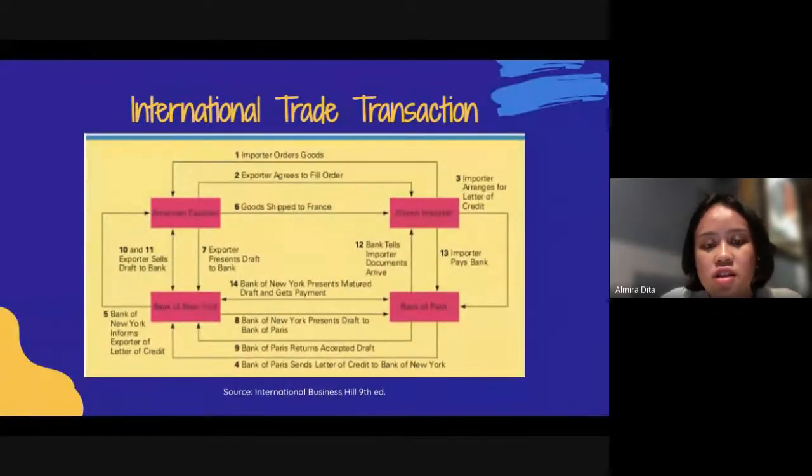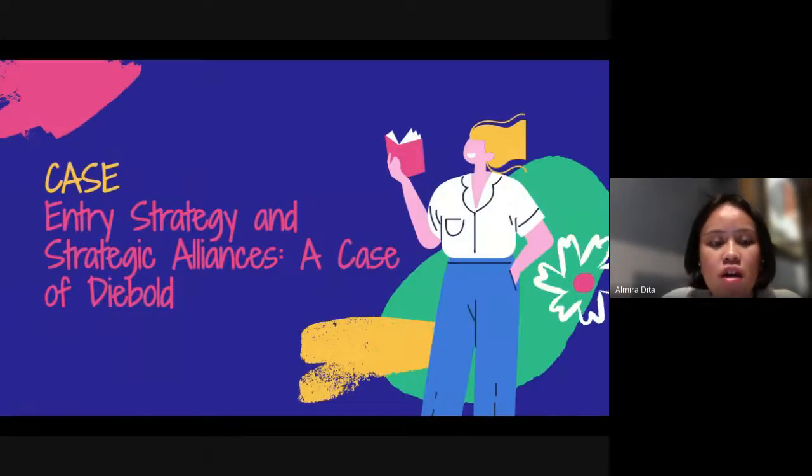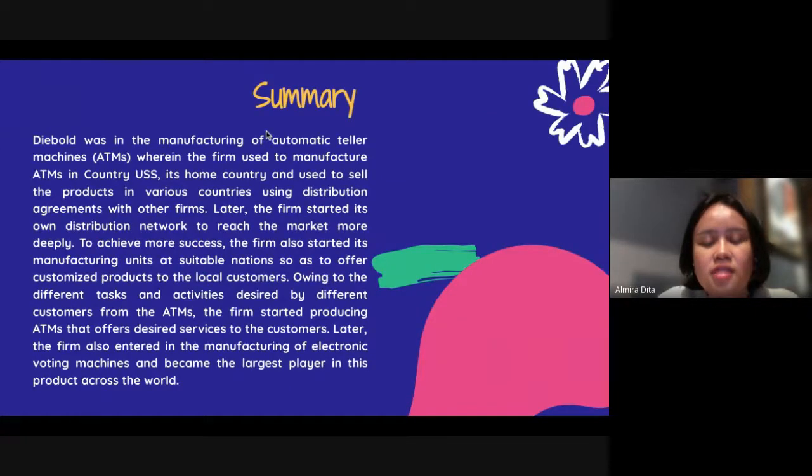So this is the illustration of an international trade transaction. Now we are moving on to the case, which is entry strategy and strategic alliances, a case of Diebold. The summary of the case is: Diebold was in the manufacturing of automatic teller machines, or ATMs, wherein the firm used to manufacture ATMs in the USA, its home country, and sell the product in various countries using distribution agreements with other firms.